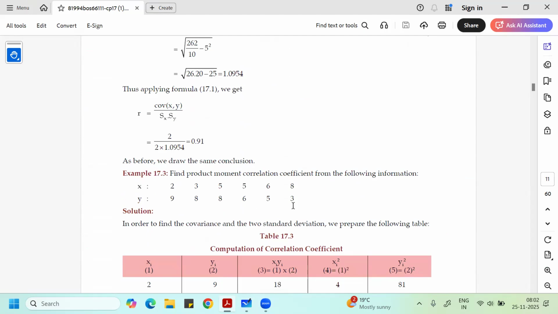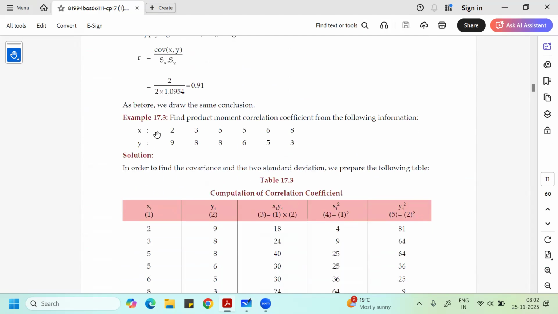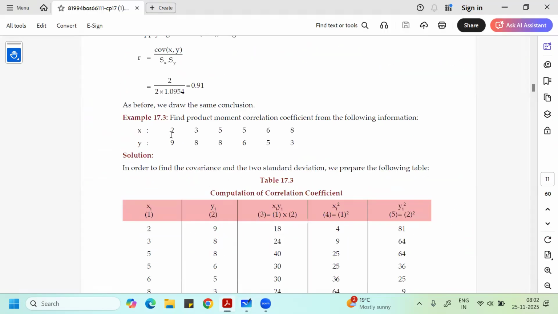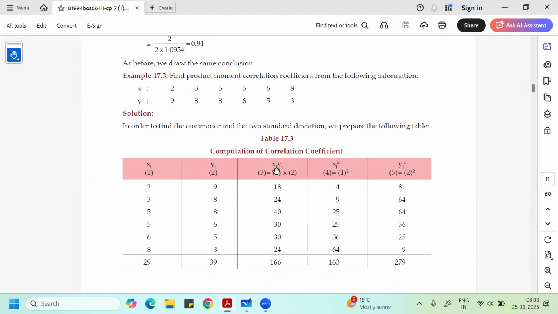Fine. So if you get a numerical like that, you might also get a question where you get discrete values like this. If you get discrete values like this, what you need for the calculation is n. What is n? n is 1, 2, 3, 4, 5, 6. n is 6. Okay. Then what else you need? You need the sum of xy. So multiply x into y and do the sum. If you do that, you will get the sum as 166.